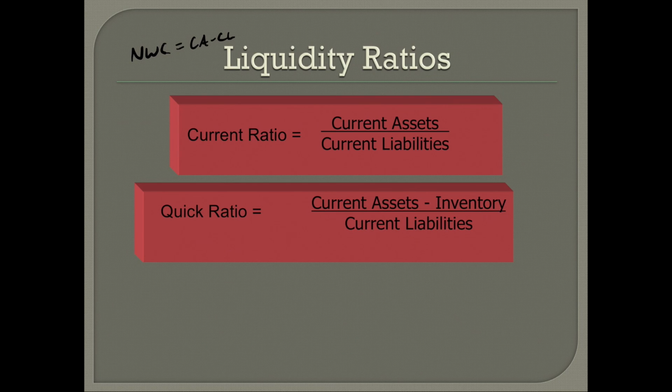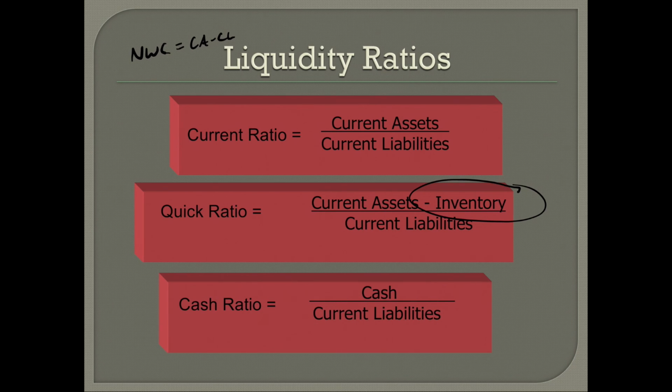As you can see, very similar to the current ratio, except you take out your least liquid current asset, which is inventory. When I say least liquid, that simply means that asset that is most difficult to convert to cash without a loss in value. So remember what the term liquidity means from chapter 2. And then we also have simply the cash ratio.